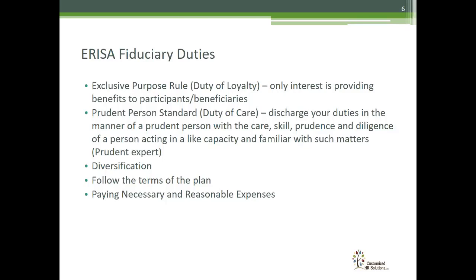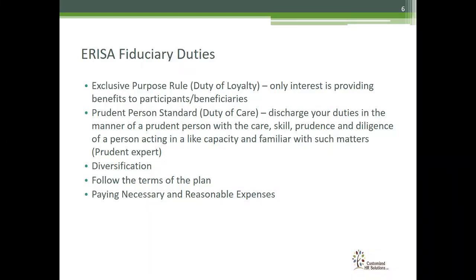First of all, the ERISA fiduciary rules evolved out of the common law trust law area and the fiduciary responsibilities of trustees for the beneficiaries. The two key components adopted effectively by ERISA are the exclusive purpose rule, historically known as the duty of loyalty, which means that the interests of the plan participants and the beneficiaries have to be put ahead of any other interest, whether it's the plan sponsor, the fiduciaries, third parties, or what have you. So that is one critical component.